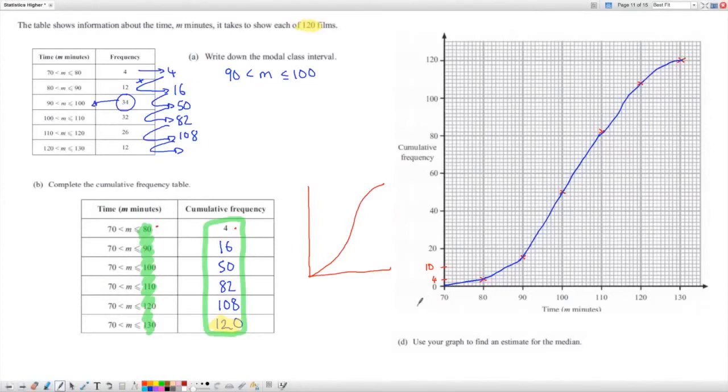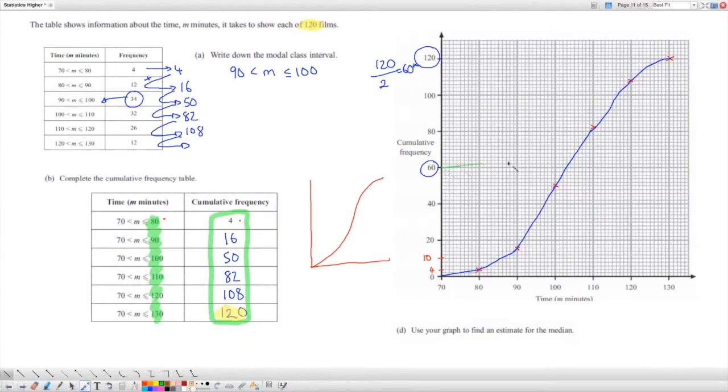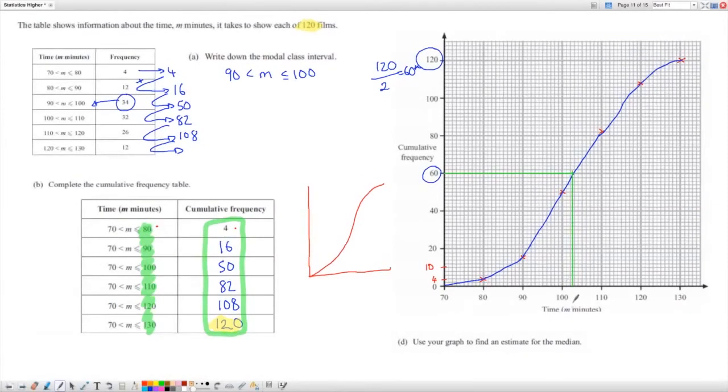Now using our graph to find an estimate of the median. Well, we have altogether 120. So halfway dividing by 2 will be the 60th value. So looking here at 60. Taking our ruler, drawing a horizontal line across at 60, and then down to the x-axis here. In this case, gives a value here of 102.5. The examiner will accept any answer between 101 and 105.